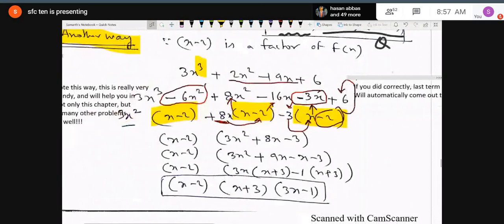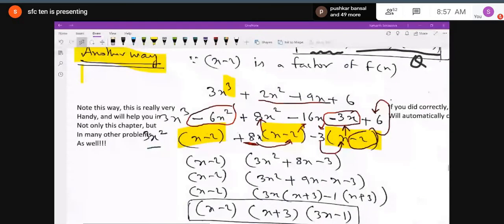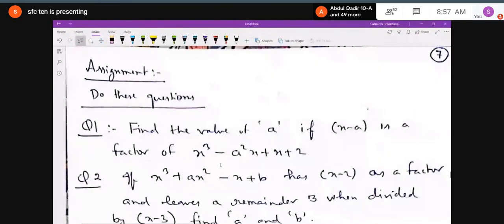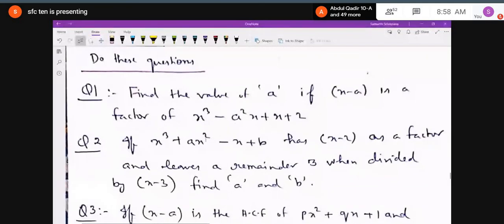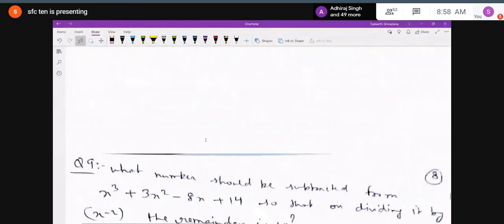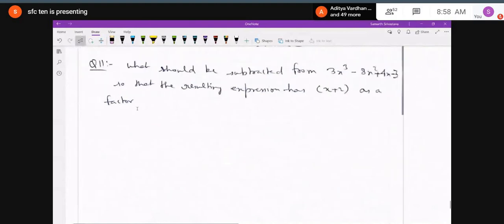Everybody? Yes, sir. These types of sums, like question number 3, are generally asked, so do practice from your textbook also. At the same time, boys, I have given a few questions in the assignment part, and I will send the PDF. I have given 11 questions, question number 1 to 11. You have to try these sums and send the assignment on Google Classroom.